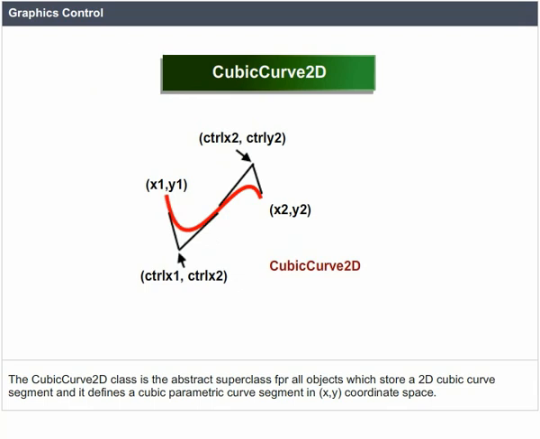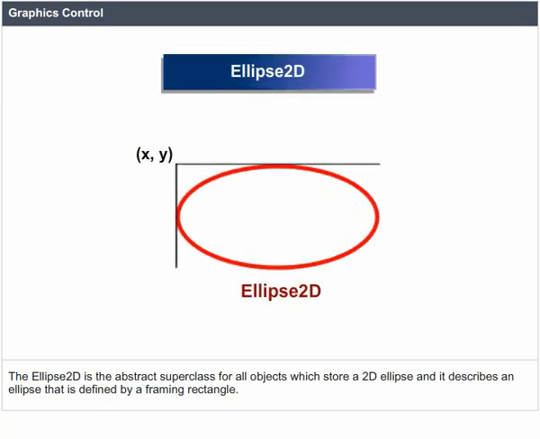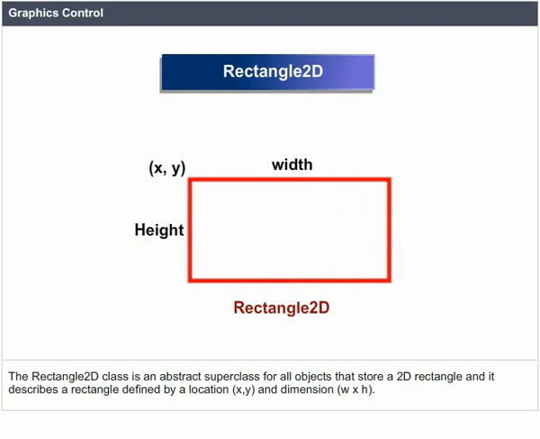Graphics control. Ellipse 2D. The Ellipse 2D is the abstract superclass for all objects which store a 2D ellipse, and it describes an ellipse that is defined by a framing rectangle. Rectangle 2D. The Rectangle 2D class is an abstract superclass for all objects that store a 2D rectangle, and it describes a rectangle defined by a location x, y, and dimension w, h.